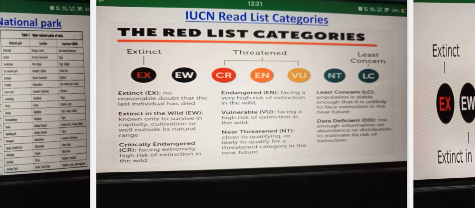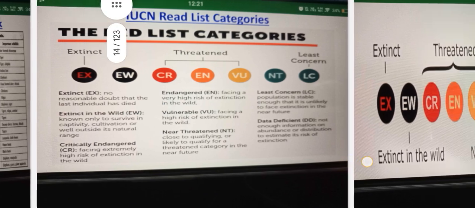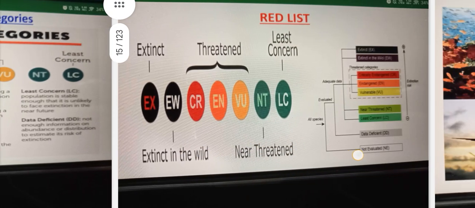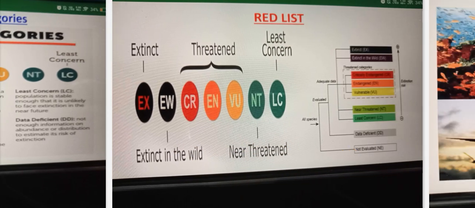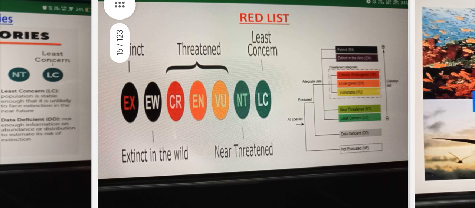Near threatened, close to qualifying or likely to qualify for a threatened category in the near future. That is near threatened. Then least concern: population is stable enough that it is unlikely to face extinction in the near future. Data deficient: not enough information on abundance or distribution to estimate its risk of extinction. Extinct, extinct in the wild, threatened, least concern, near threatened.